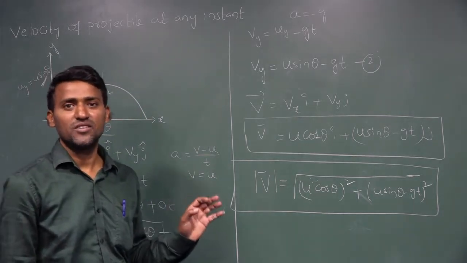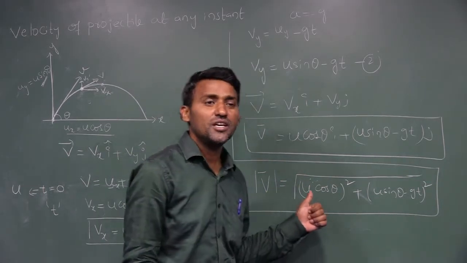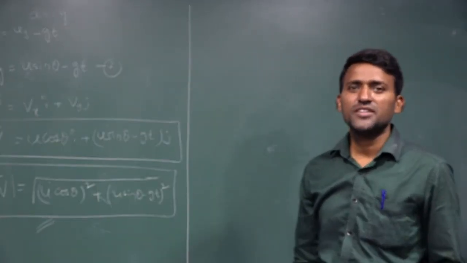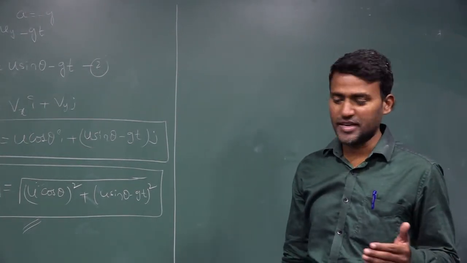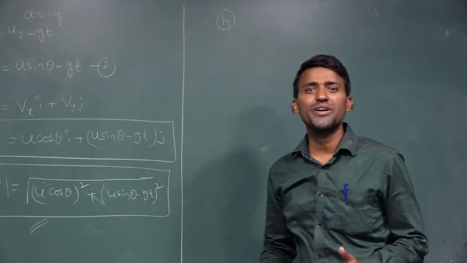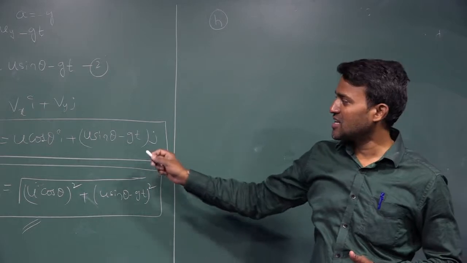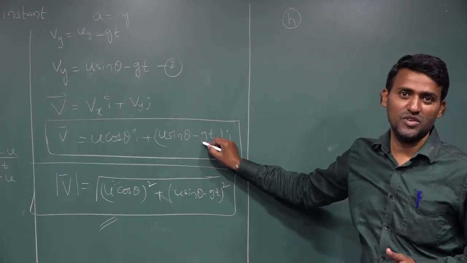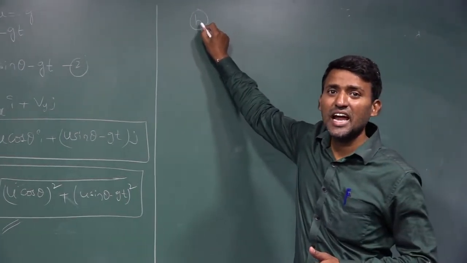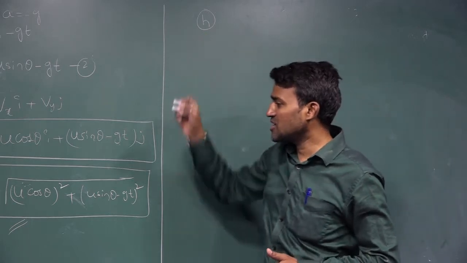Velocity at any instant in an oblique projectile, this is the equation. Now, for example, when the object is at a vertical displacement of height h, at that moment, what is the velocity of the object? Just now we calculated velocity at any instant. Now I am calculating the velocity at a vertical displacement height h, isn't it?